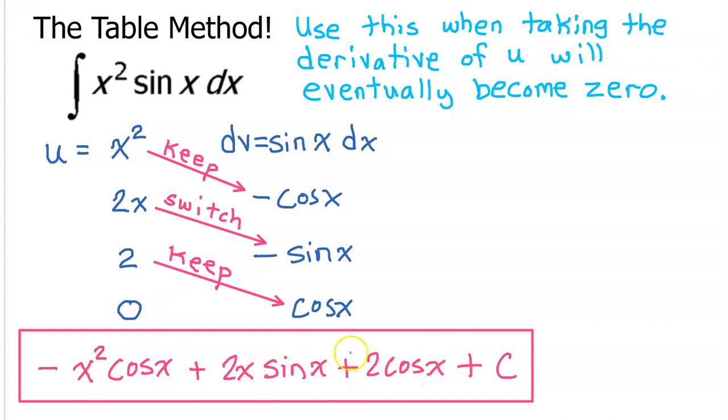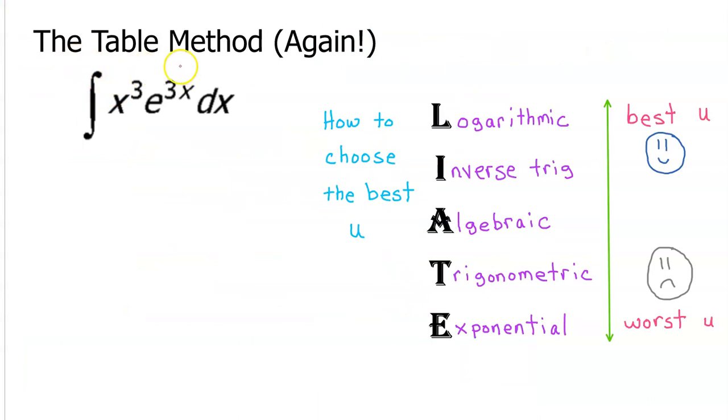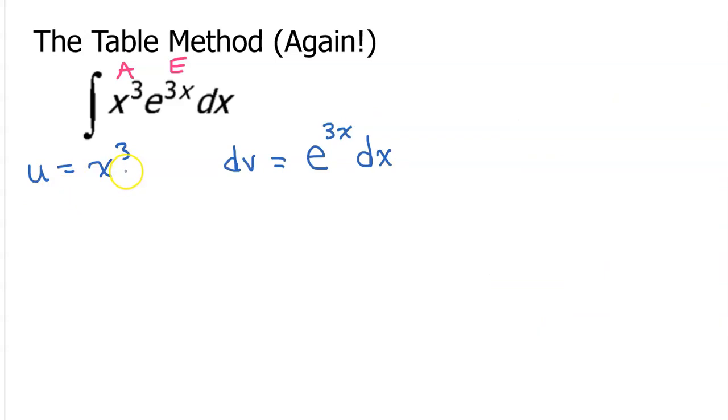Wasn't that fun? Much faster than doing it the long way by hand. Let's practice the table method again on this example. The first factor is algebraic, and the second factor is exponential. Algebraic is better than exponential, so let's let u equal x to the third power. We can see why the table method is probably going to work, because if we take the derivative of x to the third power over and over again, it will eventually become 0. If u is x to the third power, then dv is e to the 3x dx.